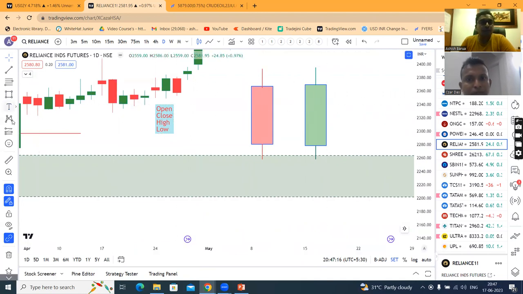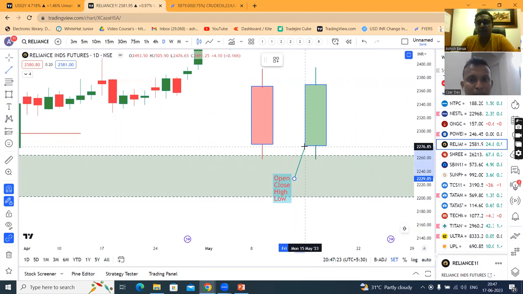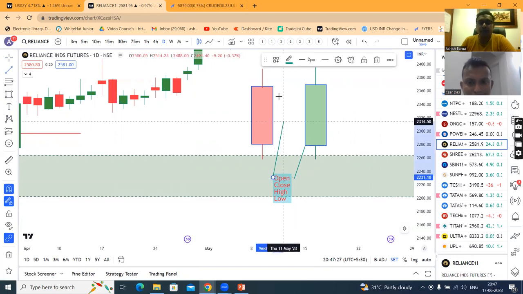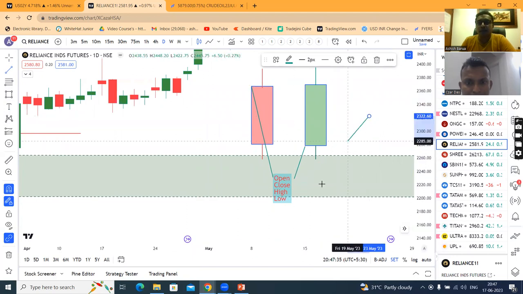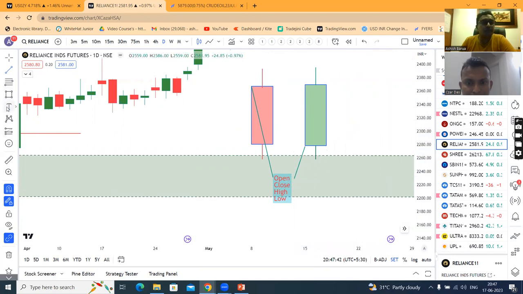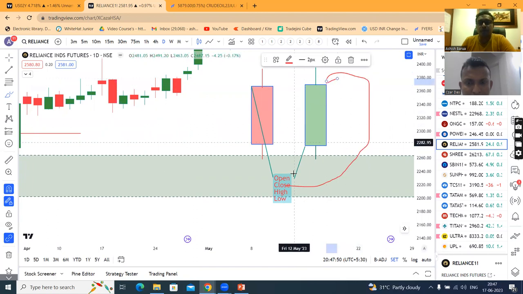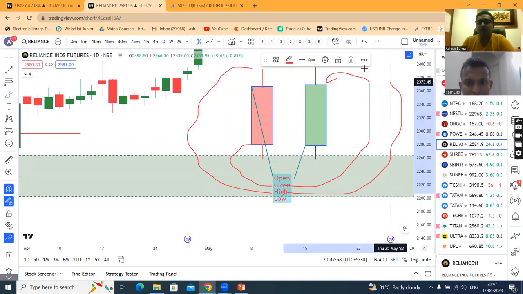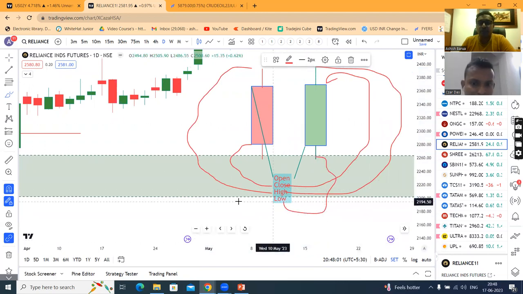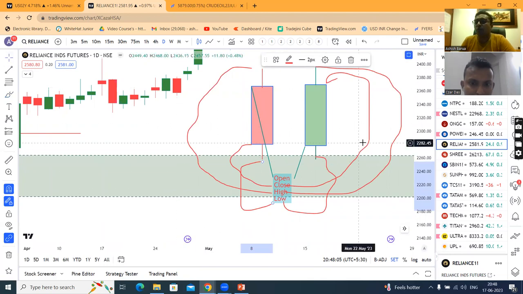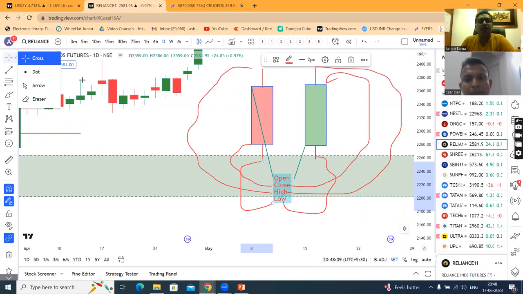Now, this is open, and here, this is open. This part is open. Then the close part is, for a bullish candle, this is the close, and for a bearish candle, this is the close. High is the same for both, and low is the same for both. The only thing is that the location of open and close changes depending on whether it is a bullish candle or a bearish candle.